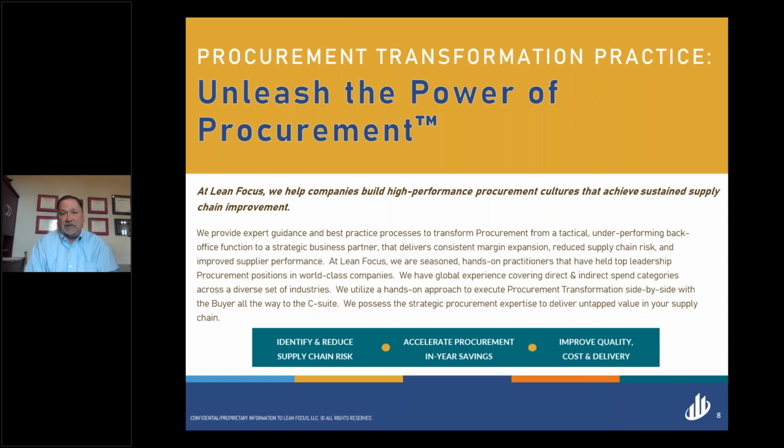But more specifically, when you talk about our procurement practice, we look at the procurement practice as taking the power that's in procurement and unleashing it, allowing procurement to become a very important and value-added function within the organization, helping to drive and reduce supply chain risk, accelerating procurement in-year savings, and improving quality, cost, and delivery from our supply base.